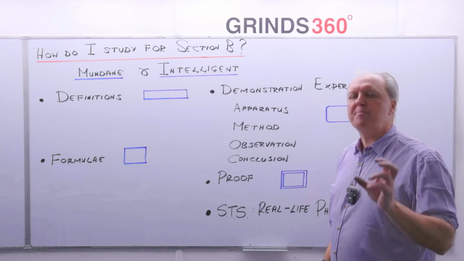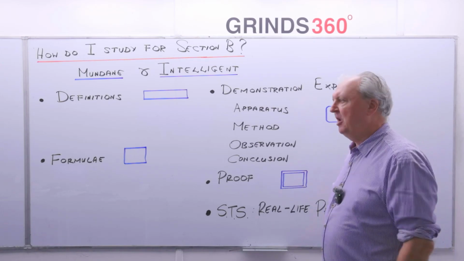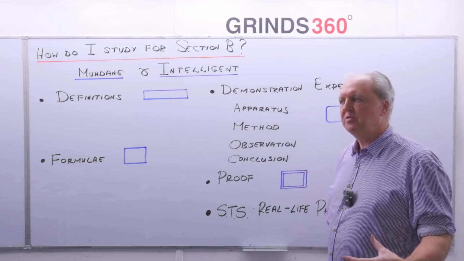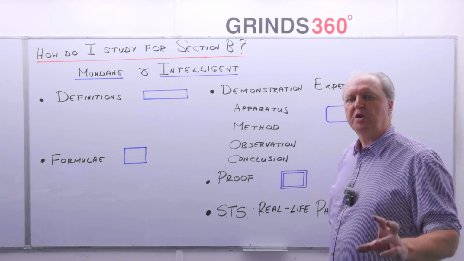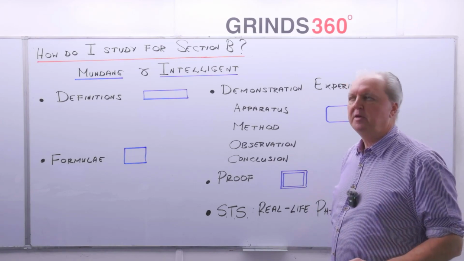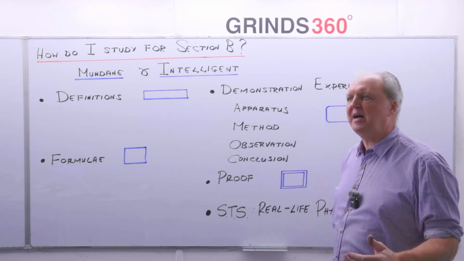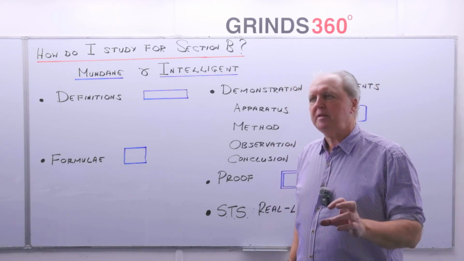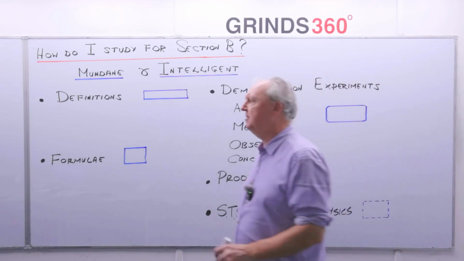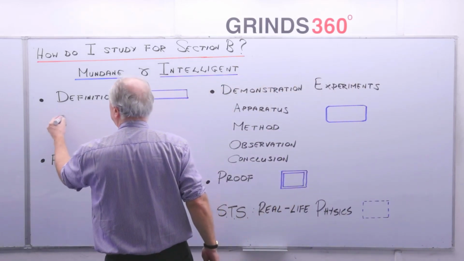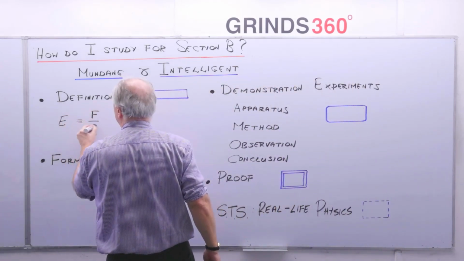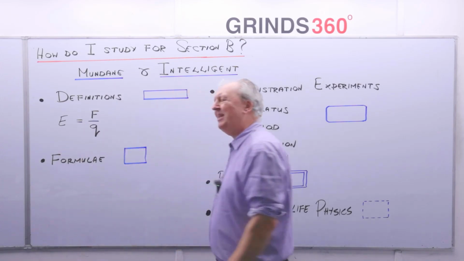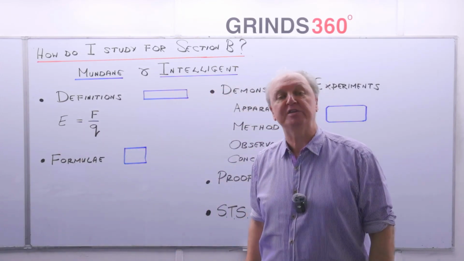So what do I need to do for the mundane? Well, I've got to learn my definitions. Learn my definition in words, but if possible, we could also use a formula. So for example, they might say define electric field strength. Well, you can write that down as a formula. That formula is E is equal to F divided by Q. And that will give you half the marks for your definition.